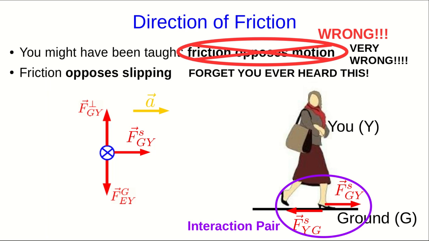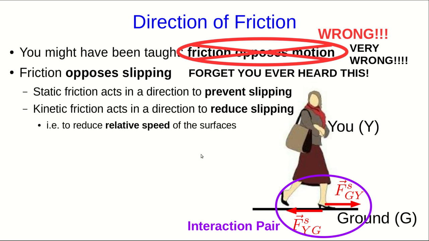This is something I mentioned in the first lecture of this unit. It's an interaction pair, two forces that act in exactly opposite directions and have exactly the same magnitude. In this case, you on the ground and the ground on you. A general rule for how to figure out which direction a friction force points is that static friction acts to prevent slipping. So in this case, if there had been no friction, your foot would have slipped backwards. And so the static friction acts forwards to prevent that.